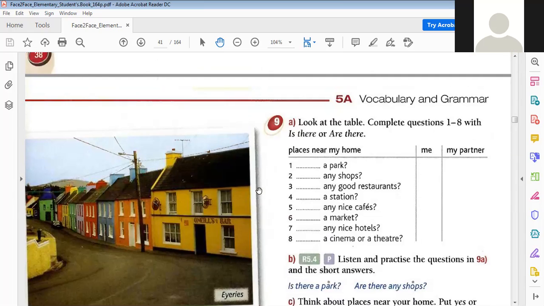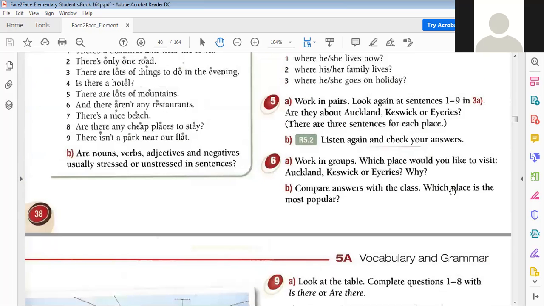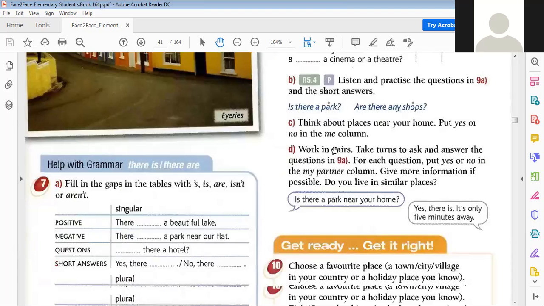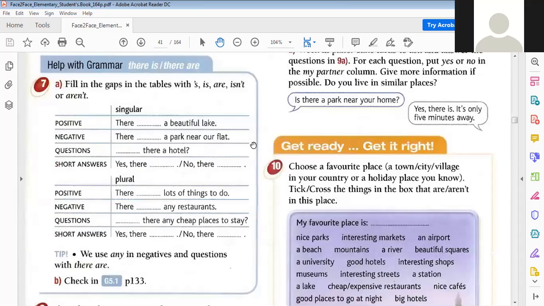Okay. So we talked a little bit about the different places here, Auckland, Keswick, and Iris, and I think most of you would like to go to Auckland. Maybe a few of you would like to go to Keswick. I think most of you just want to leave Libya, but this is what I think.